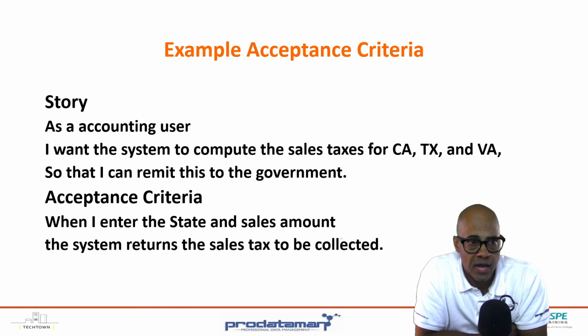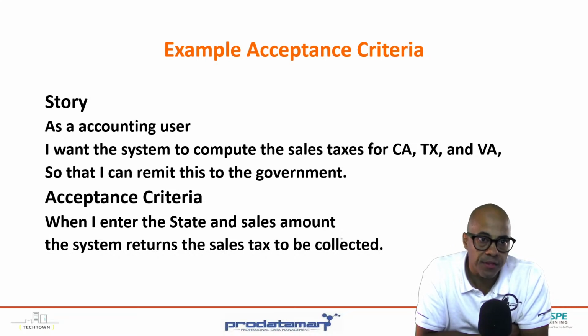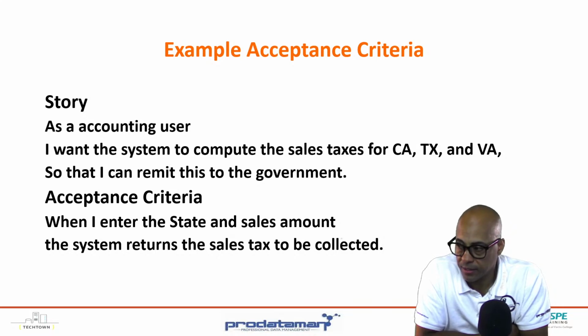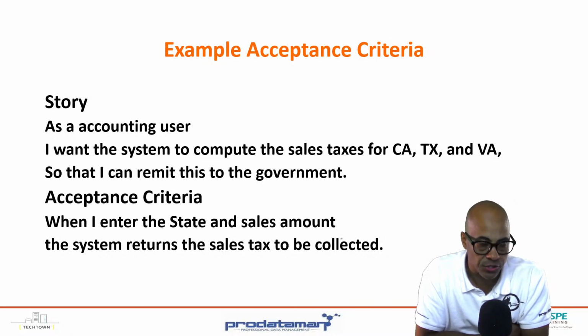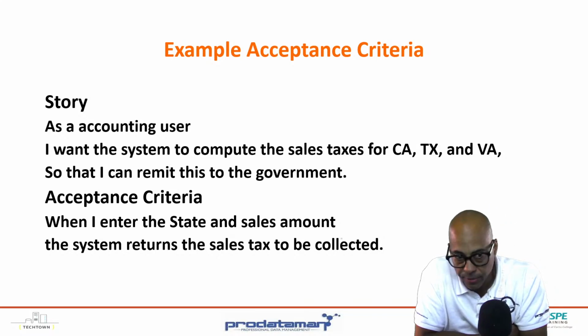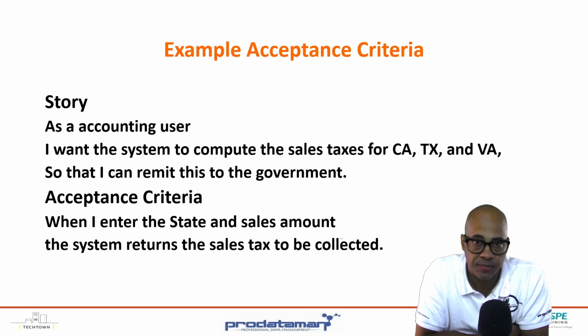So here's a story sample. As an accounting user, I want to compute the sales tax for California, Texas, and Virginia so that I can remit this to the government. So that's our user story, basically saying that we want to be able to calculate the sales tax for the different states that we do sales or do business in. The acceptance criteria here, just written in basic sentence format. When I enter the state and sales amount, the system returns the sales tax to be collected.